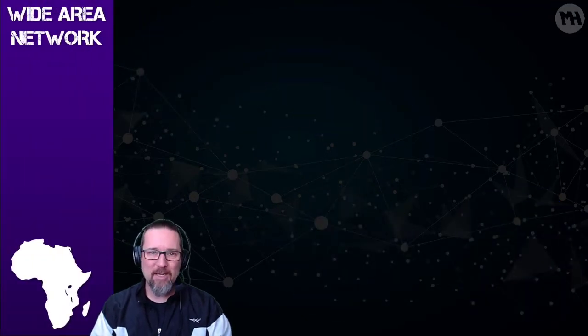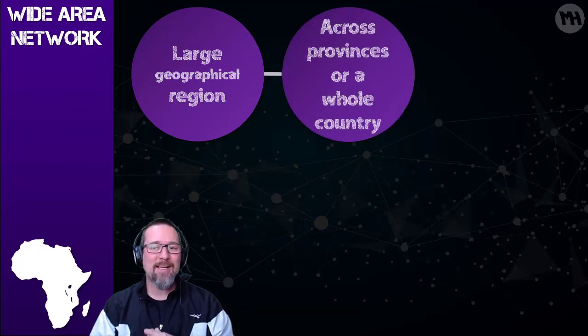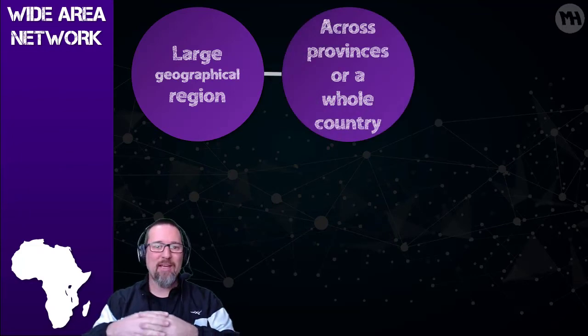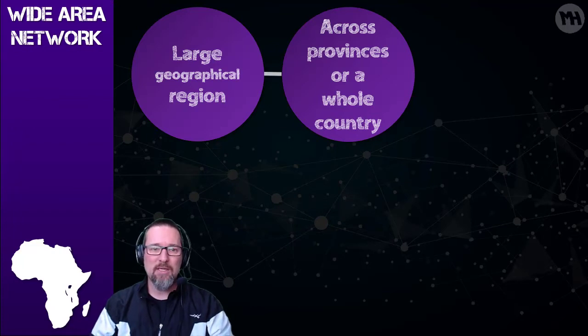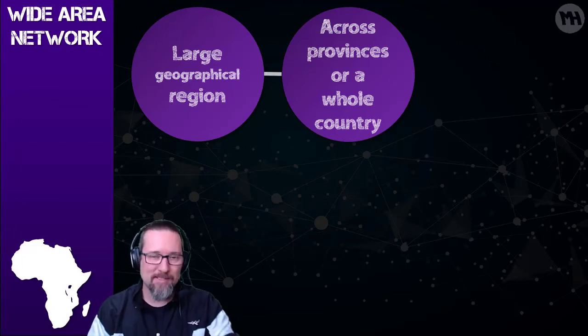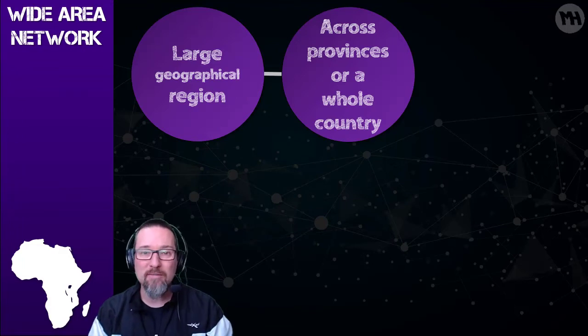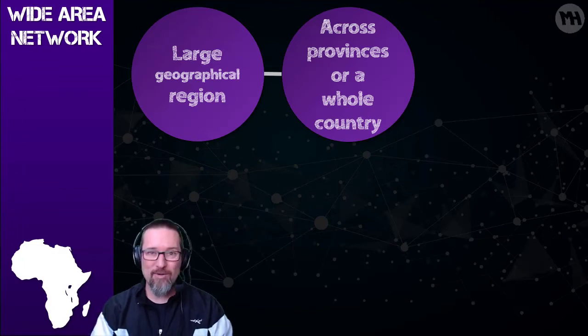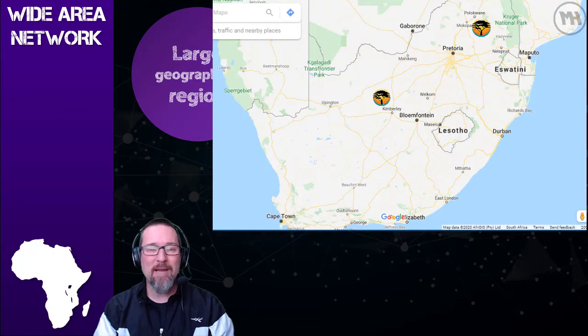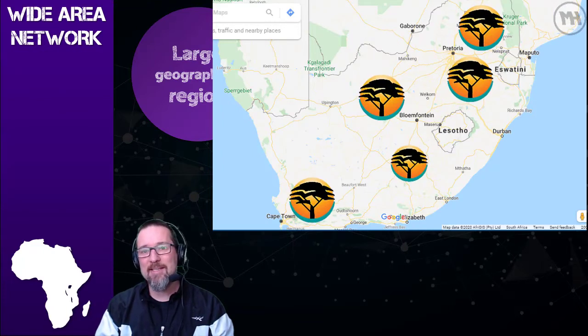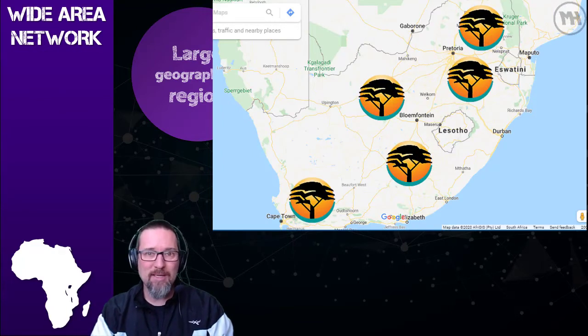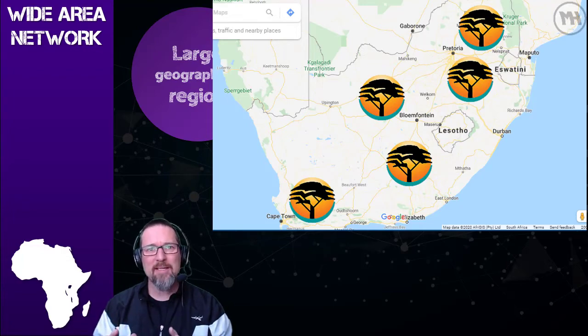Then we have a wide area network. Obviously, this is even bigger than a metropolitan area network because it covers a much larger geographical region. For example, accessing across a whole province, or, across provinces is what I meant to say, or a whole country, for example. Right, so that's what the wide area network is. So for example, a bank that has various branches in cities all around the country, that whole network for that bank, that would be a wide area network.